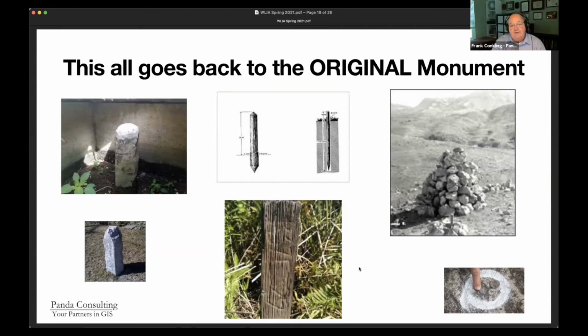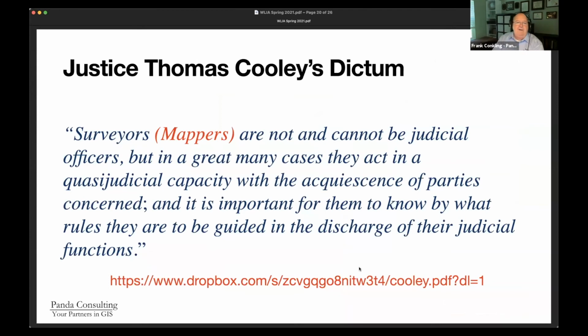And I actually found some lighter wood posts out there in some of these original monuments for some section corners. So these lighter wood posts are resistant to decay, and you still find them every once in a while. They're becoming very rare, though, only because they're being replaced by concrete monuments from private surveyors and county surveyors. But again, for the most part, they used whatever materials were available at that time. So let's come to Justice Thomas Cooley.